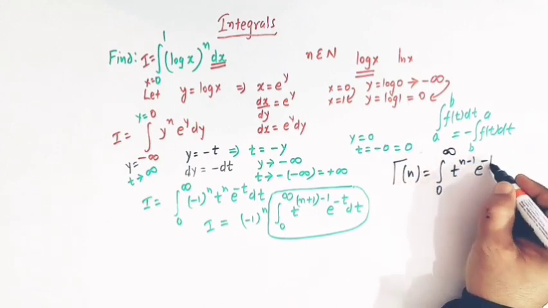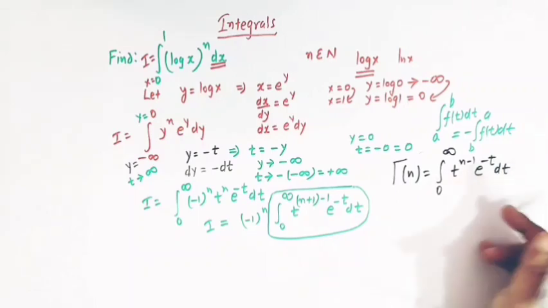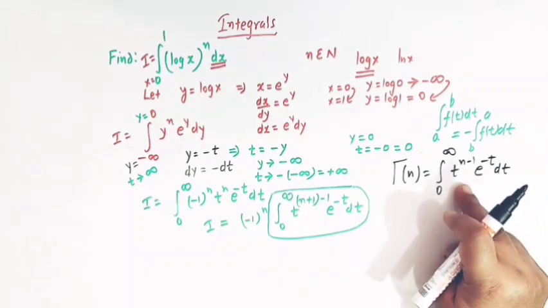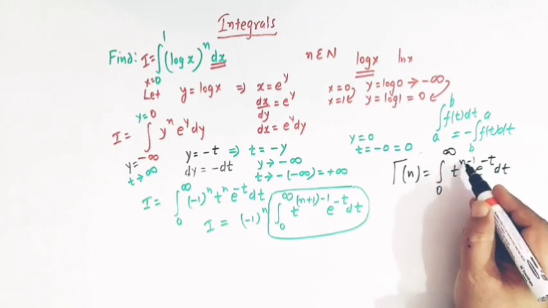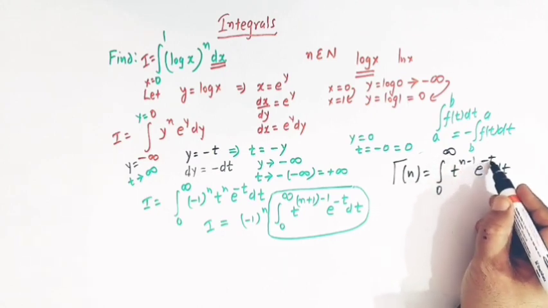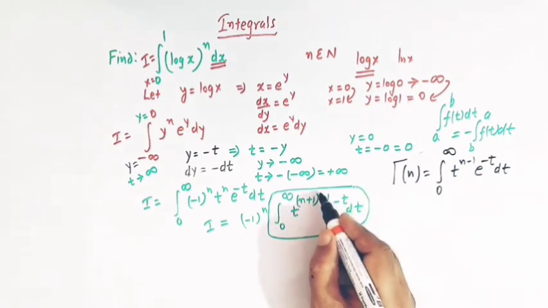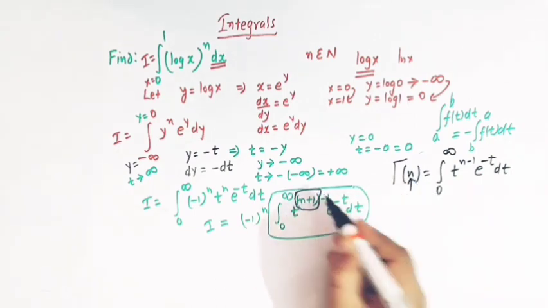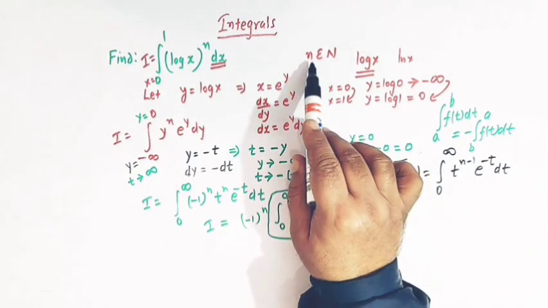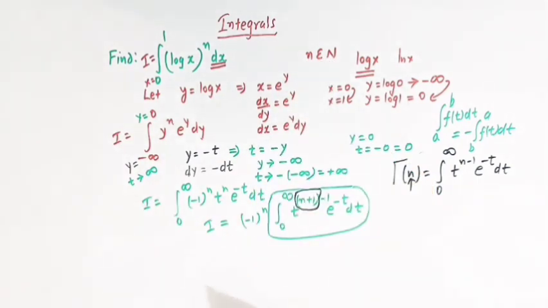Now viewers, see gamma of n is defined as 0 to infinity t raised to n minus 1 e raised to minus t dt, right? So this is the Euler's integral. So gamma of n is defined like this, and here we see that for this n we have n plus 1, right? And remember, n belongs to the set of natural numbers.